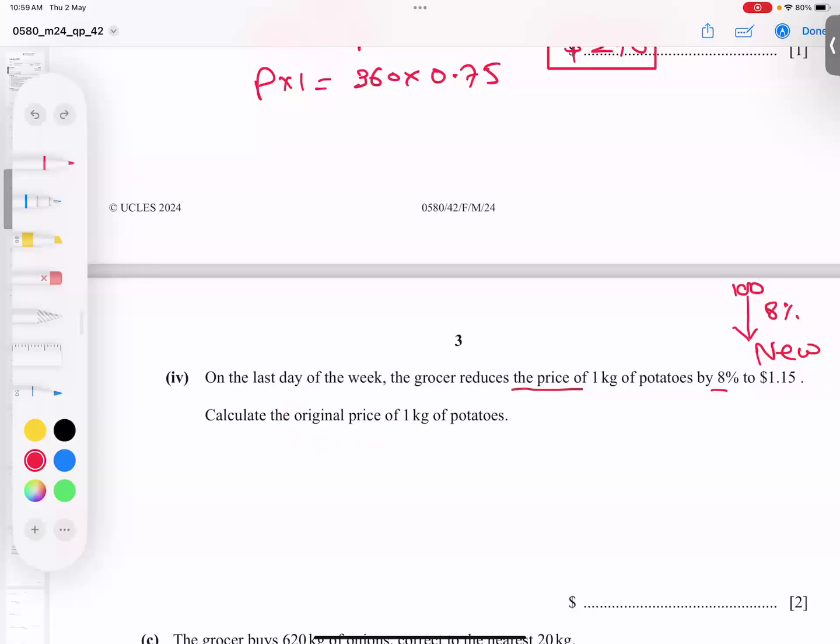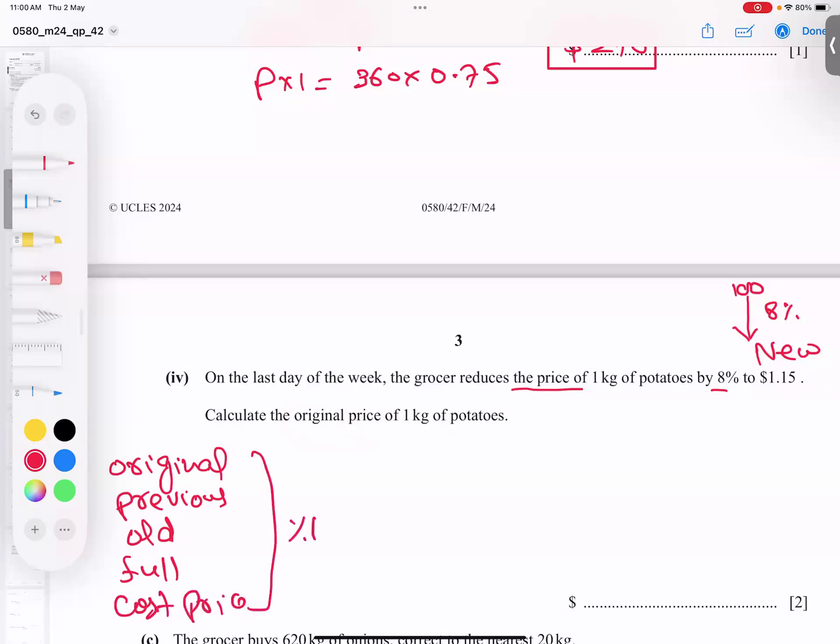Students, I explained in my previous lectures, whenever we are looking for the original, previous, old, or full, I mean, full means the original thing. Sometimes the word cost price is used. So all will be dealt with as 100%. So I write a percentage and write a kilogram. Because we're looking for the original, in front of 100 I will put a question mark.